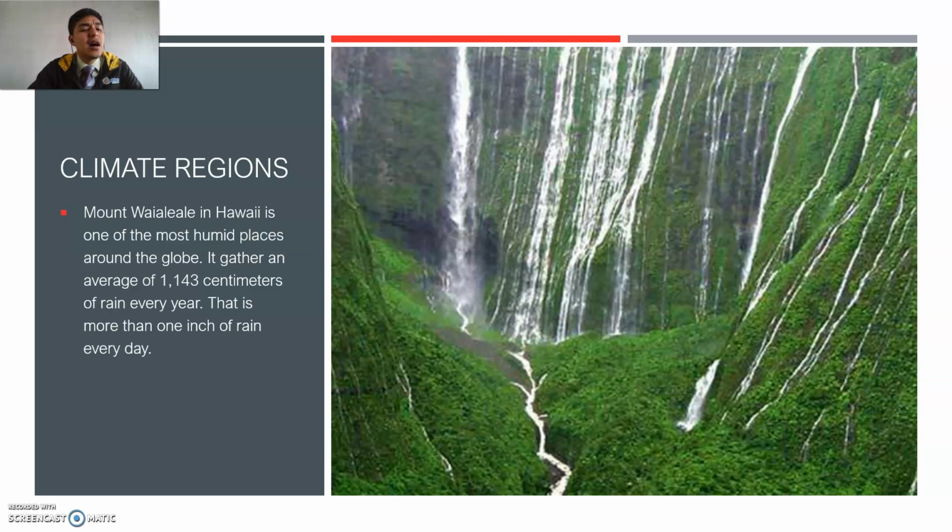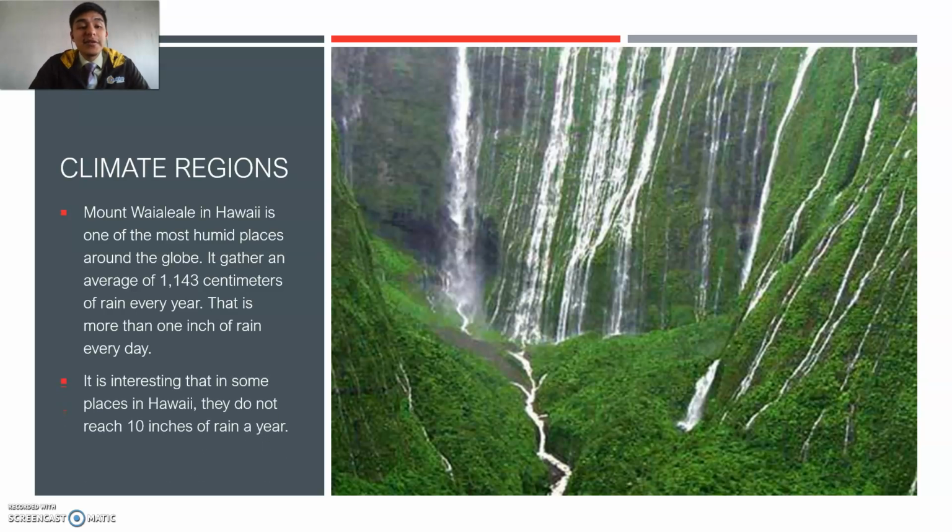So that's a lot of rain. That is more than 1 inch of rain every day. So imagine, every single day it must be raining right there. And of course, it gathers more than 2.5 centimeters of rain every single day. So it is interesting that in some places in Hawaii, they do not reach 10 inches of rain a year.